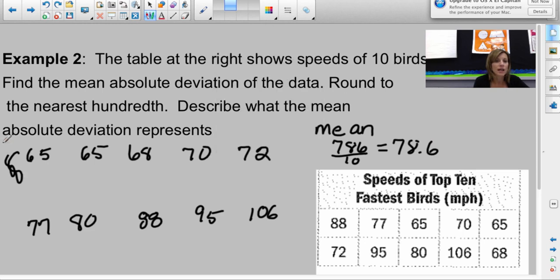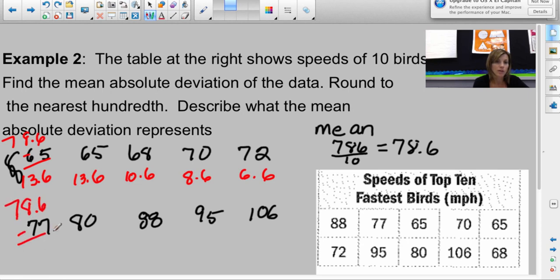So 78.6 minus 65 gave me 13.6. 78.6 minus 65 is the same thing. 78.6 minus 68 gave me 10.6. This is 8.6. 78.6 minus 72 was 6.6. And then we put it on top when the numbers are now smaller because it's the absolute value. So this ends up as 1.6.